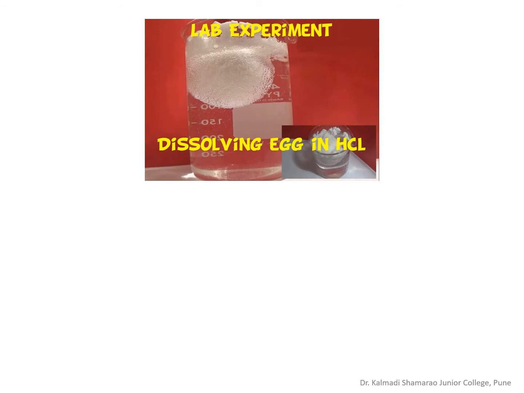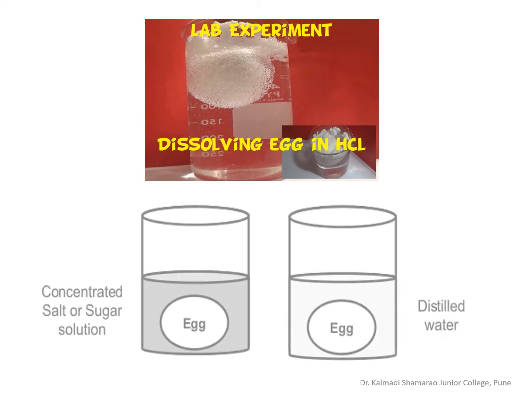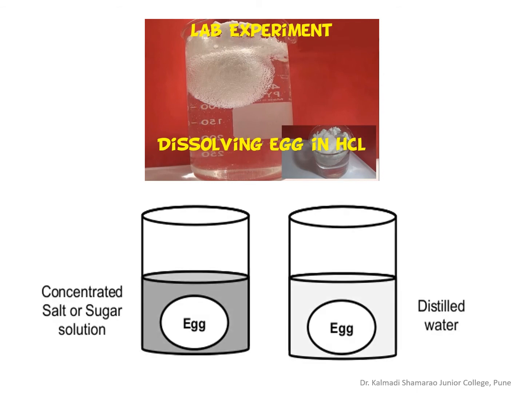Let us consider an experiment of two eggs. The outer shells of the eggs are removed by dissolving them in hydrochloric acid. Place one egg in concentrated salt or sugar solution and the other in distilled water. The egg placed in sugar solution shrinks while the one which is placed in water swells. This must be due to osmosis. The membrane beneath the outer shell of an egg acts as a semi-permeable membrane.